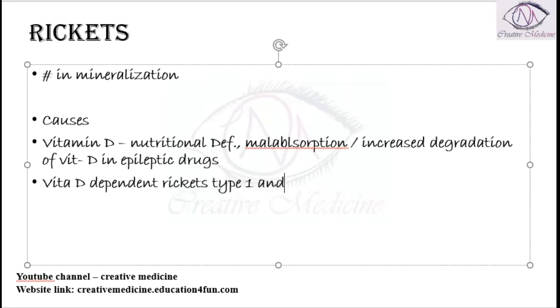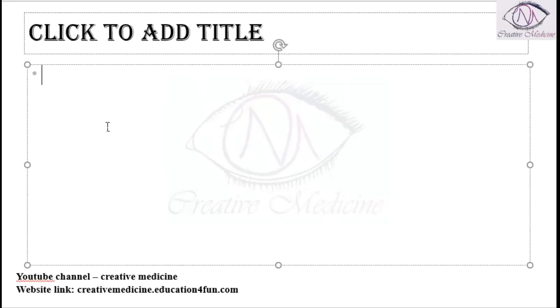Rickets can also occur in calcium and phosphorus deficiency. Then renal phosphate losses can also predispose to rickets. In renal phosphate losses, we see X-linked hypophosphatemic rickets. These are the most common hypophosphatemic rickets.